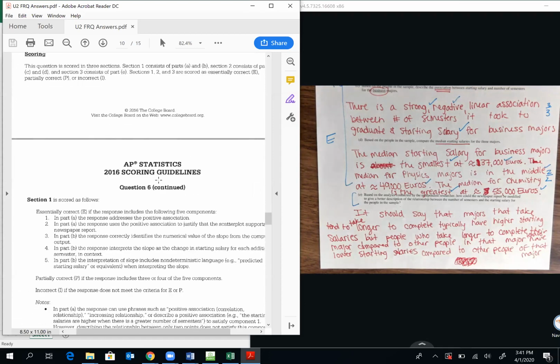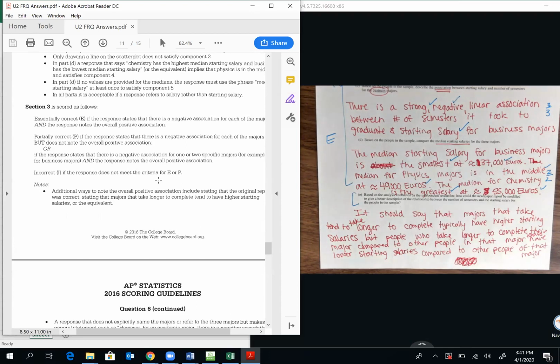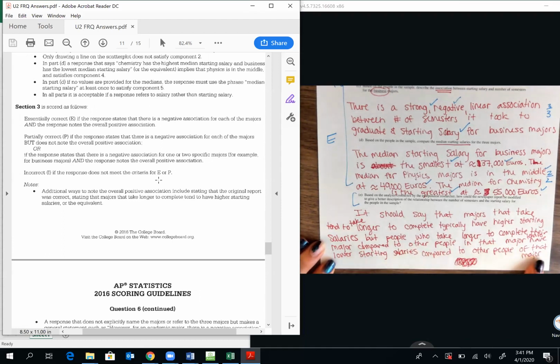Well, let's make sure. Let's look at our scoring guideline. Section 3, essentially correct if the response states that there's a negative association for each of the majors. It should. But people who take longer to complete their major compared to other people in that major tend to have lower starting salaries. I think I said that. Not quite the way they worded it, but I think I said that. And the response notes the overall positive association. I think I have both of those.